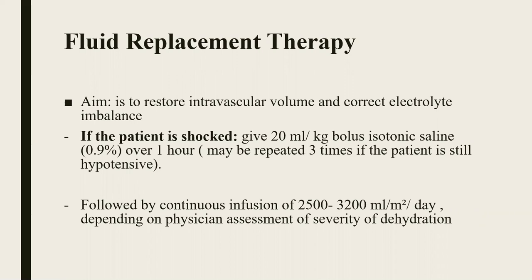First, I'm going to assess the patient. If the patient is shocked, I'm going to give him isotonic saline at a dose of 20 ml per kg over 1 hour, and this should be repeated up to 3 times if the patient is still hypotensive. This should be followed by continuous infusion of 2,500 to 3,200 ml per meter square per day, depending on the assessment of the patient and the severity of dehydration.